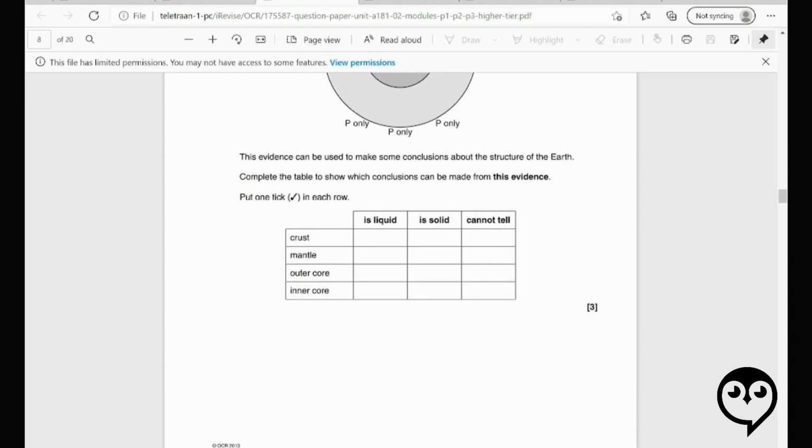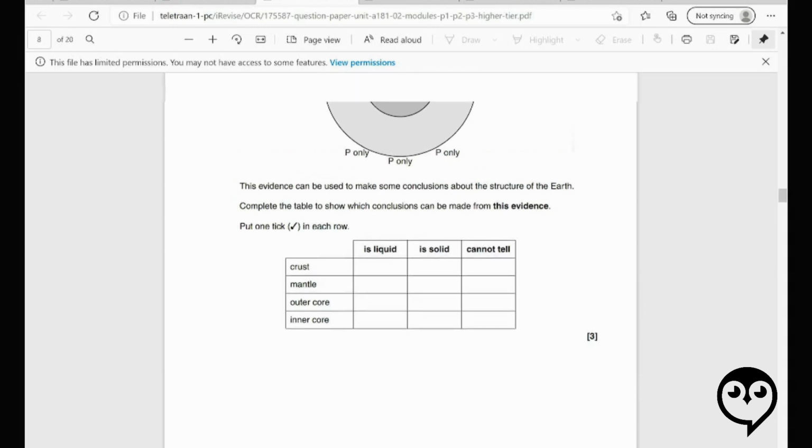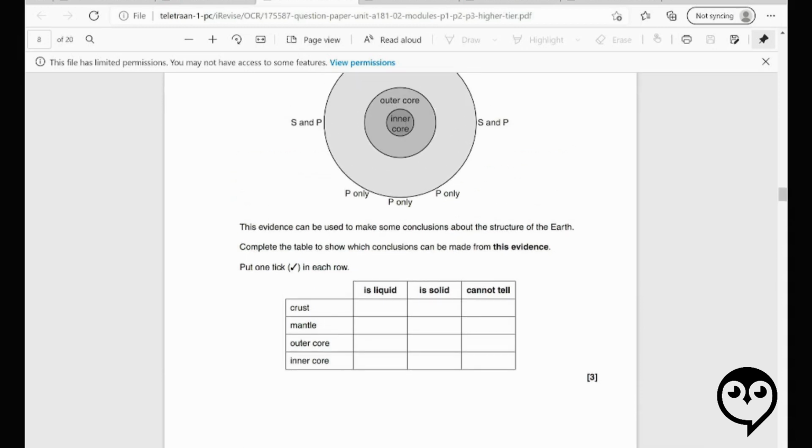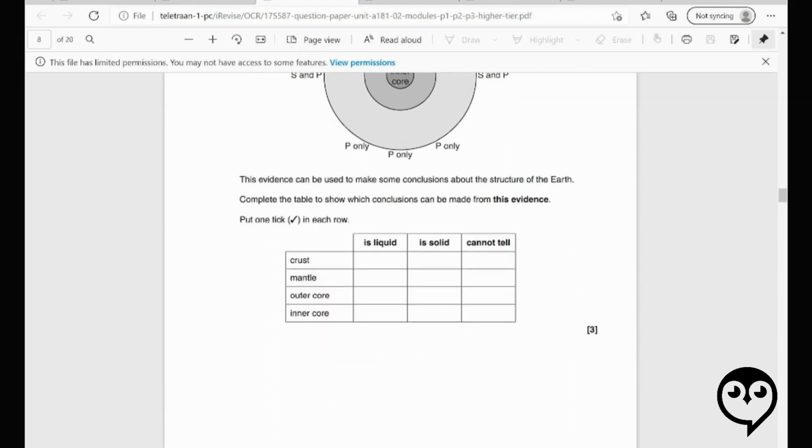Well, we know that the crust is solid. We know the mantle is solid. We know the outer core is liquid. I've always been taught that the inner core is solid, but because of this evidence, I have a funny feeling they're going to want cannot tell.